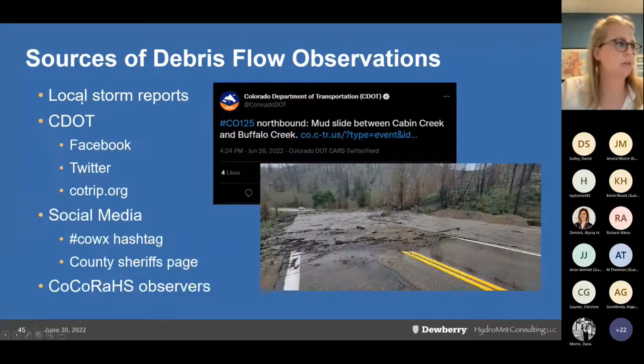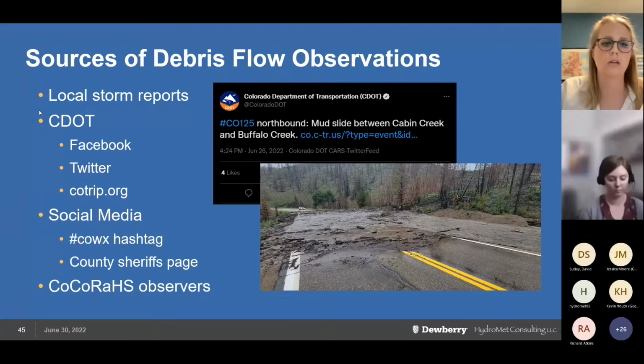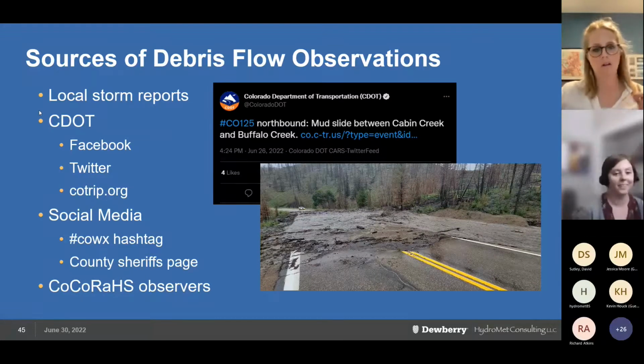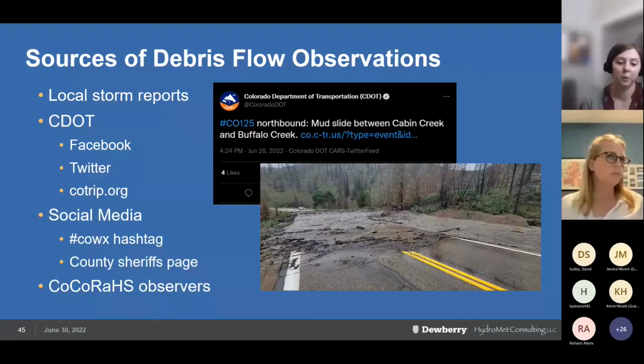And then I'm going to toss it back to Alyssa to talk about the sources that she used for debris flow observations. Thanks. So due to the remote nature of these burn scars, verifying a debris flow or flood report on the scar can be difficult. These areas often have little access and reporting may be delayed for a number of reasons, but especially because responders are prioritizing response versus actually reporting it.